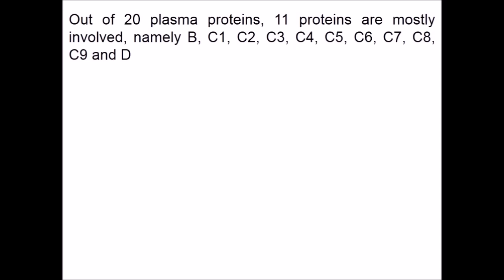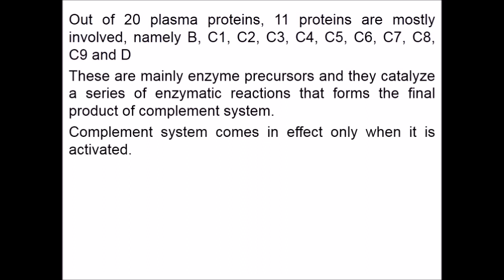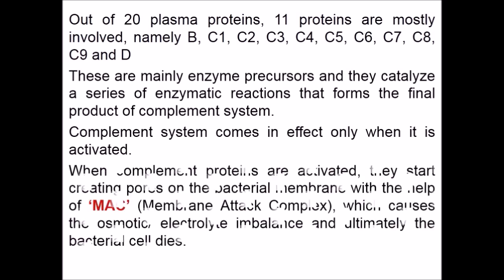Out of 20 plasma proteins, 11 proteins are mostly involved in the complement system. These are namely B, C1 to C9 proteins and D. These are mainly enzyme precursors and they catalyze a series of enzymatic reactions that form the final product of the complement system. The complement system comes into effect only when it is activated.